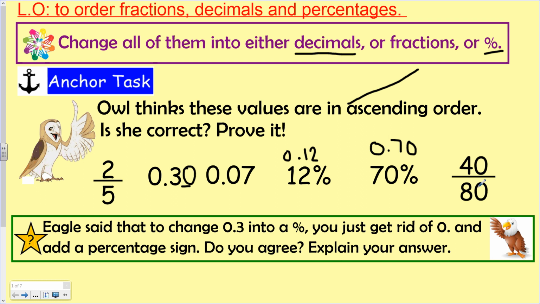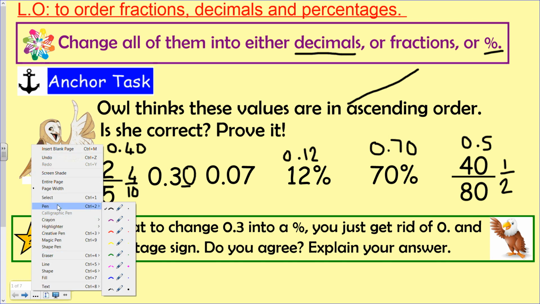And 40/80ths, well, I know that 40 is half of 80, so I know that this equivalent fraction is 1/2. Therefore, as a decimal, it must be 0.5. The only one I've got left is 2/5. So to make it into a decimal, I need to change the denominator so that it is a 10. So I'm going to times the bottom by 2, times the top by 2, so it's 4/10. So that's the same as 0.4. And to make it two decimal places, we can make it 0.40. It just makes life a little bit easier when we want to put them into an order.